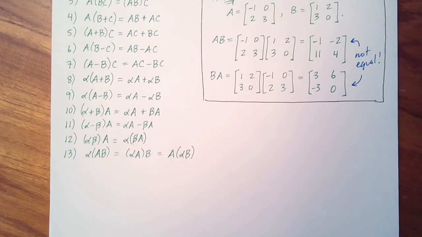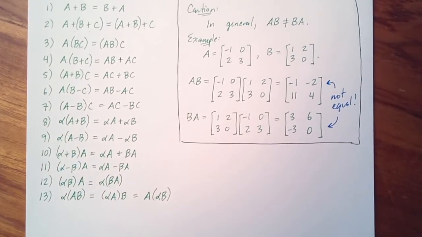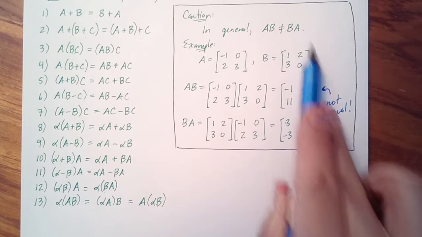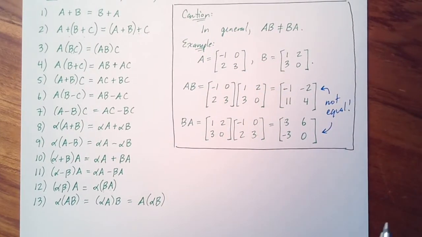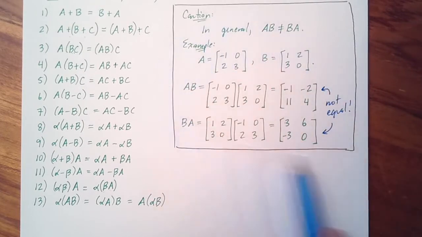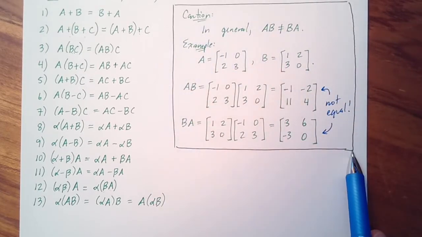So those are the list of properties that I wanted to start this section with, as well as a comment on one property that you absolutely don't have. So please do not make the mistake of thinking that matrix multiplication is not affected by the order in which you write down the factors. It absolutely is. And this example gives you right away a case of this.